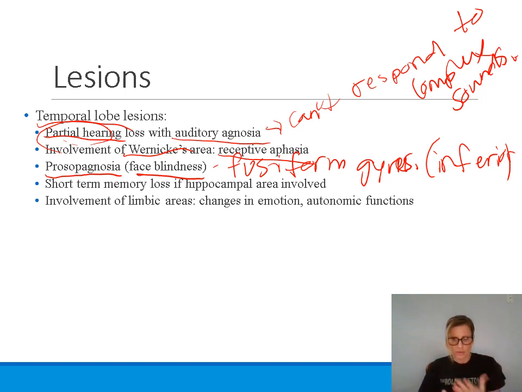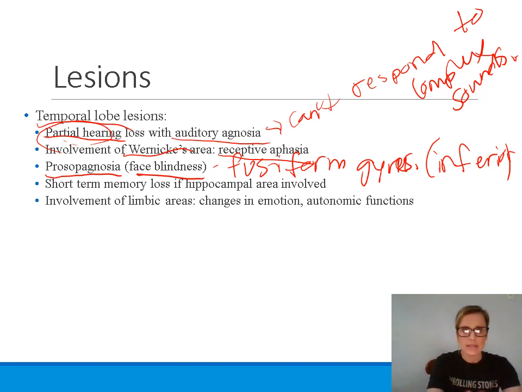Now, you still know the person. You still have memories. You know that they're important to you. You could recognize their voice. But if you were shown a bunch of pictures, you couldn't pick out the person from the pictures. You don't recognize their face.